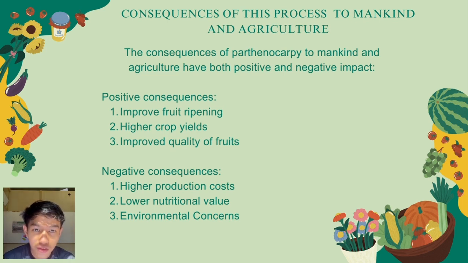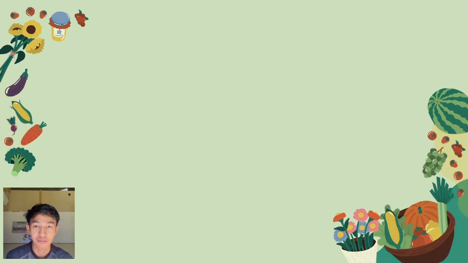Lastly, environmental concerns. The use of chemicals to induce parthenocarpy in crops can have environmental concerns such as pollution and contamination of soil and water sources. Additionally, the reduced seed production associated with parthenocarpy could have implications for soil fertility and crop rotation practices over time.